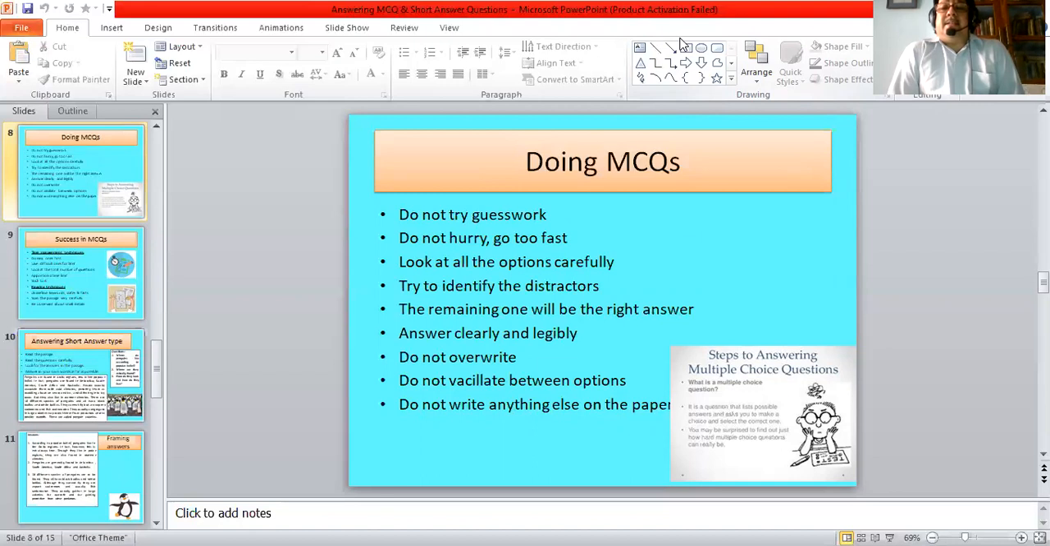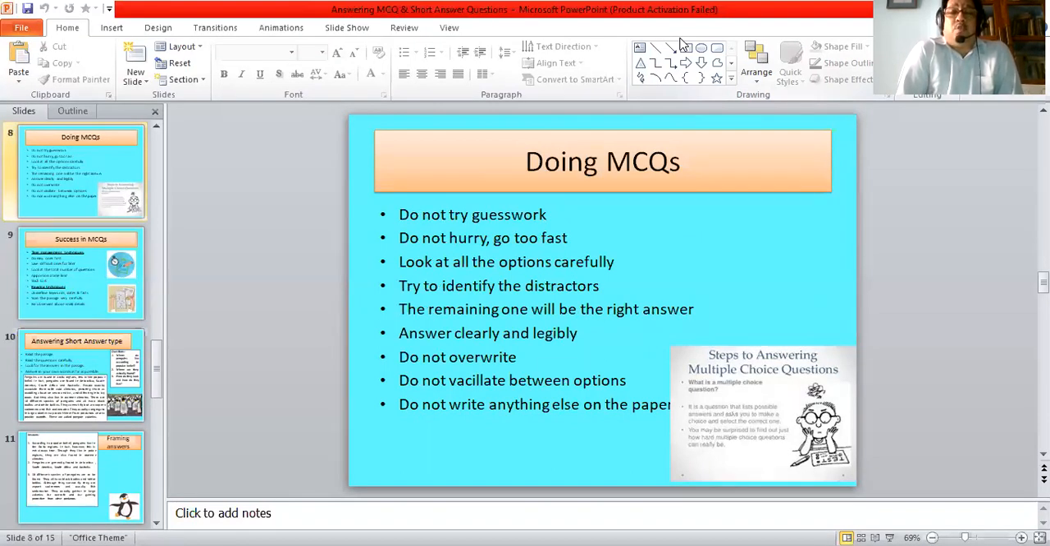Then answer the questions clearly and legibly. Once you are answering the MCQs, you might use a pen or pencil to select your options. Whatever it is, don't do them with a pencil and then ink it over with a pen, or mark over more than once with a pen or pencil. No, that will make it untidy and difficult to read.